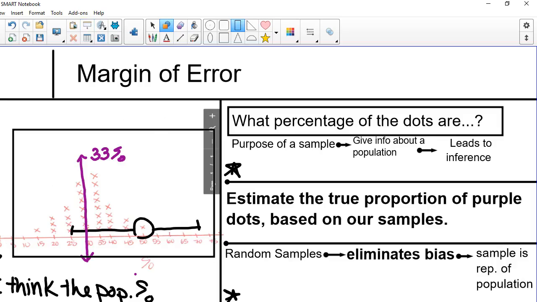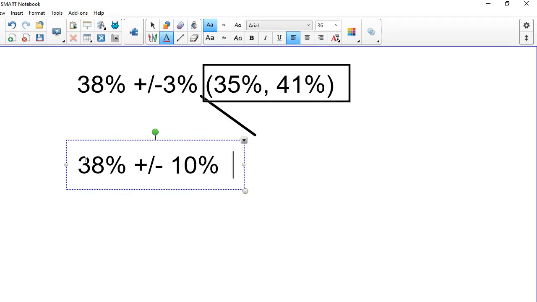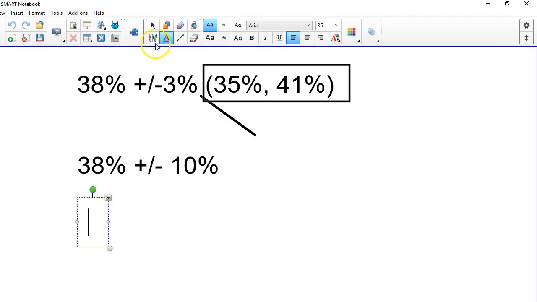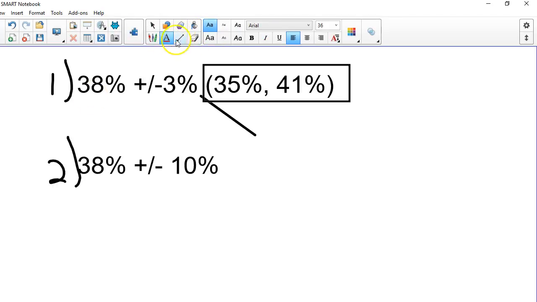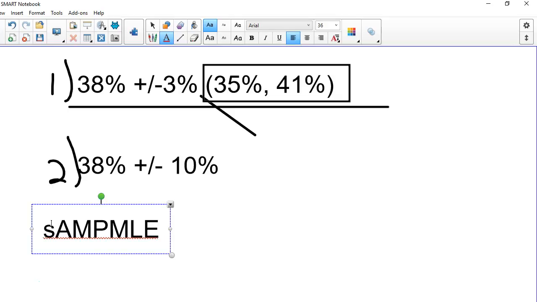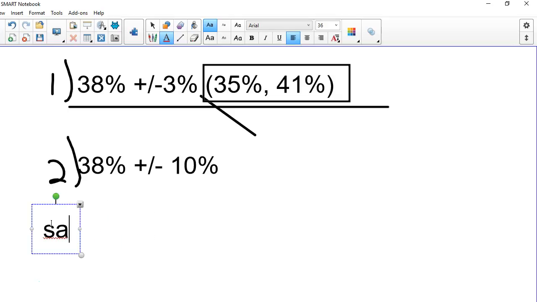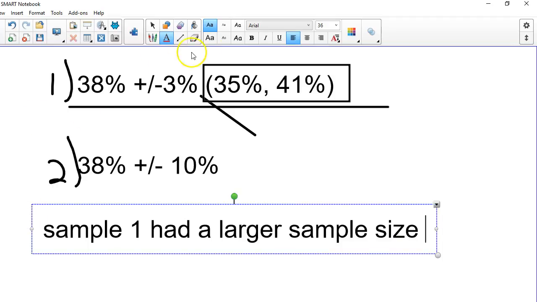So again, if I go back to this, let's say I say 38% of people in my sample are going to vote for Hillary with a margin of error of plus or minus 10%. What we can draw is a conclusion. If I call this right here, sorry, I'm scribbling, sample 1, and I call this sample 2. Okay, sample 1 has less variation. And since it has less variation, what we can say is sample 1 had a larger sample size because there's less variation.